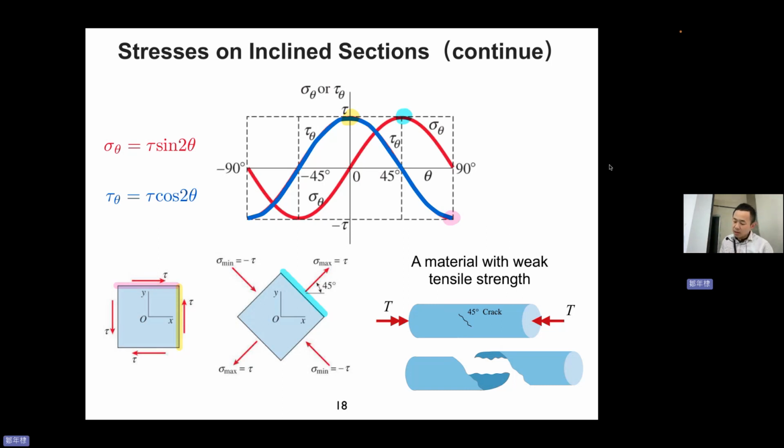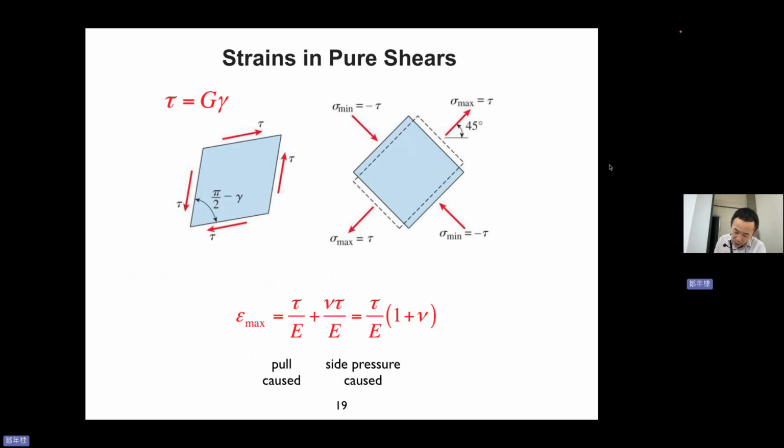So next is strain in pure shear. Now you have a stress element undergoing shear stress tau, so you have a parallelogram, a shape like this. So tau equals G gamma. The gamma, of course, is the shear strain, the change of the angle. You see here, previously it is 90 degrees, but now it becomes half pi minus gamma. So you can imagine that.